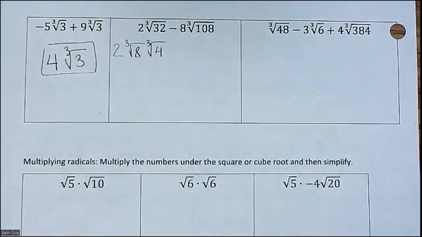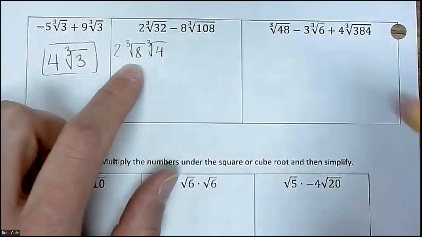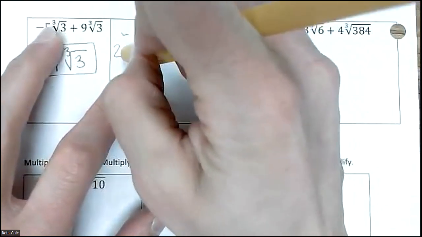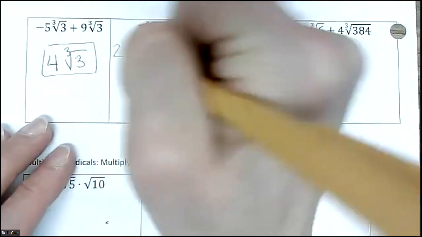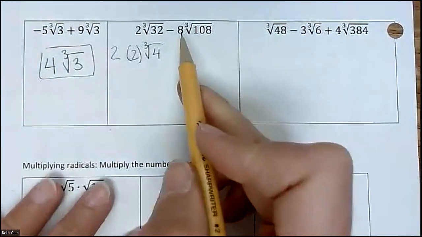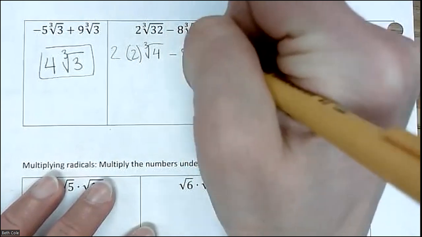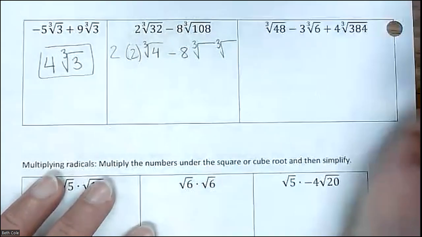Now erase. What is your cube root of 8? It's 2. Erase cube root of 8 and just put a 2. And again, the reason I'm doing that is to save you from having to write the whole thing all over. Then we're going to do the exact same thing here. Minus 8, and then draw 2 little houses.